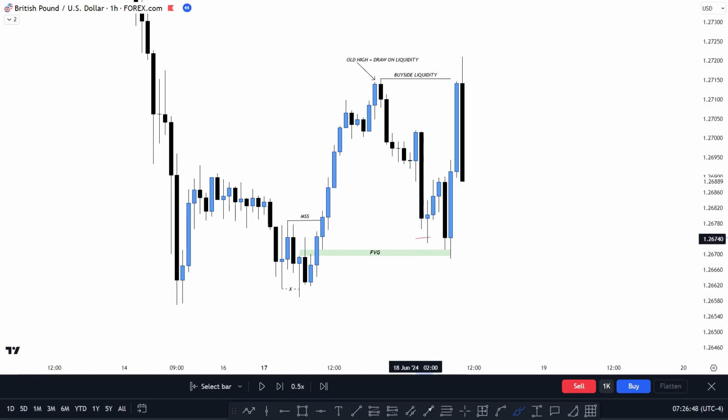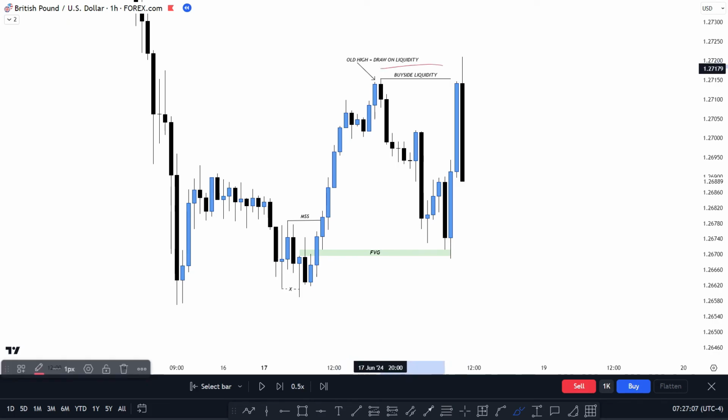This is what you call an engineered liquidity low right here. Price comes back down, clears this engineered liquidity low, filling our fair value gap, slash our broken old high. And where is our draw on liquidity? Our draw on liquidity is previous old highs, just like I stated, or previous old lows, depending on the setup.